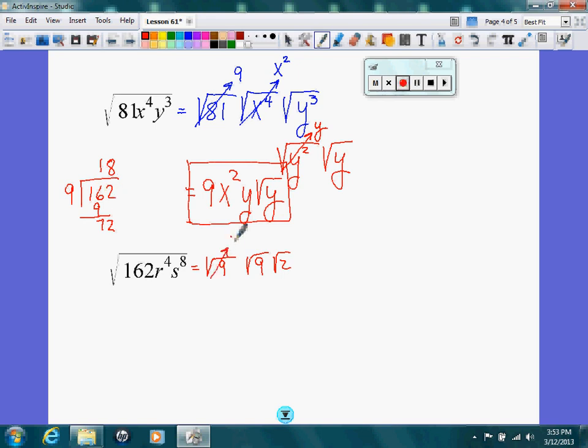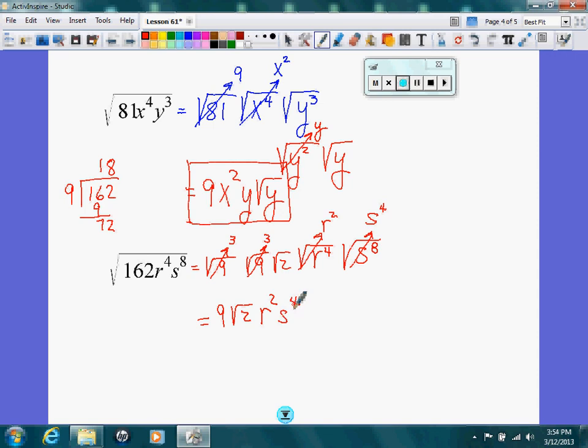Well, we know the square root of 9 is 3. Square root of 9 is 3. But now let's do our variables here. So we've got the square root of r to the 4th, and we know that is r squared. And s to the 8th, we can write that as the square root of s to the 8th, and the square root of s to the 8th is s to the 4th, because s to the 4th times s to the 4th, we add exponents. 4 plus 4 would be 8. So our answer here would be 3 times 3 is 9, square root of 2, r squared, s to the 4th.